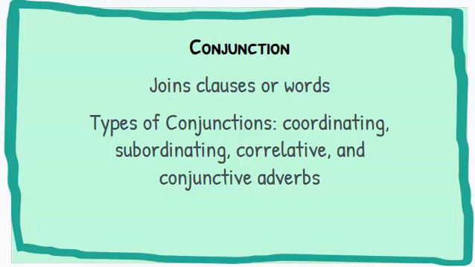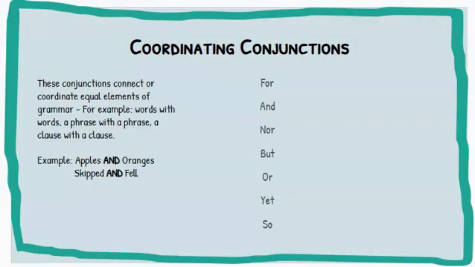Conjunctions join clauses or words. Types of conjunctions are coordinating, subordinating, correlative, and conjunctive.